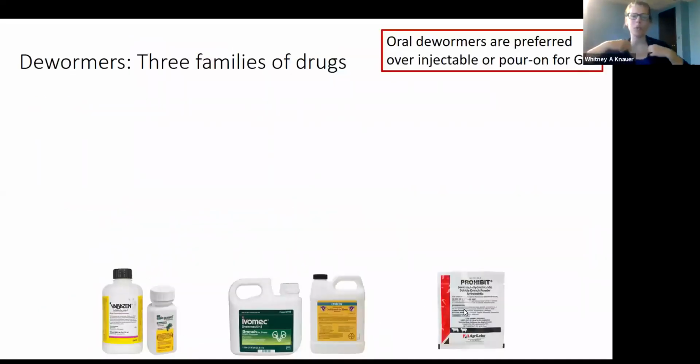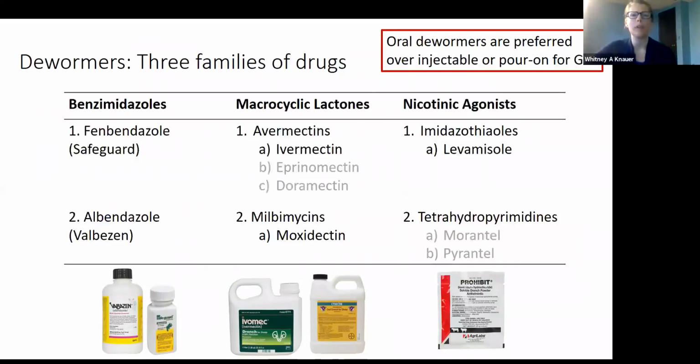All right, so on to dewormers or drenches. When we think about this, we think about 3 families of drugs. So we have the benzimidazoles, which are what we would call the white wormers. Fenbendazole is probably the most famous of the benzimidazoles, that's Safeguard. And then albendazole, which is Valbazen, is a treatment that's actually labeled for liver flukes, so that's typically what people are using that for. So those are the white wormers.